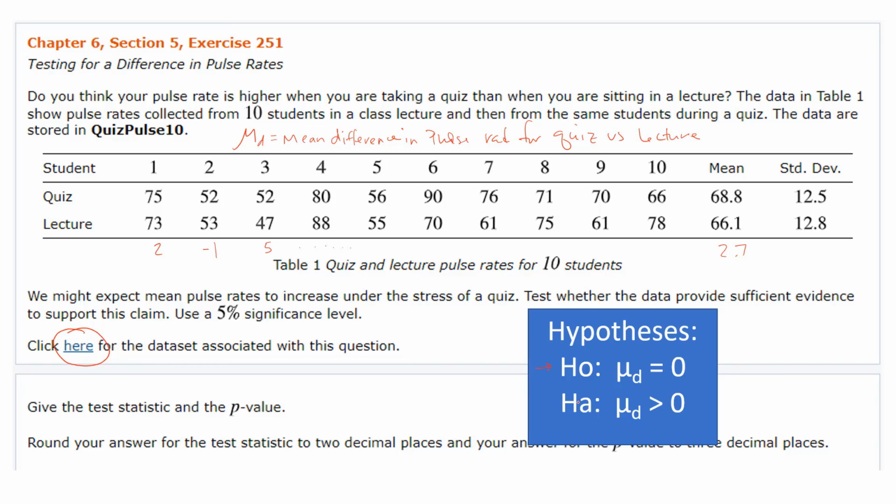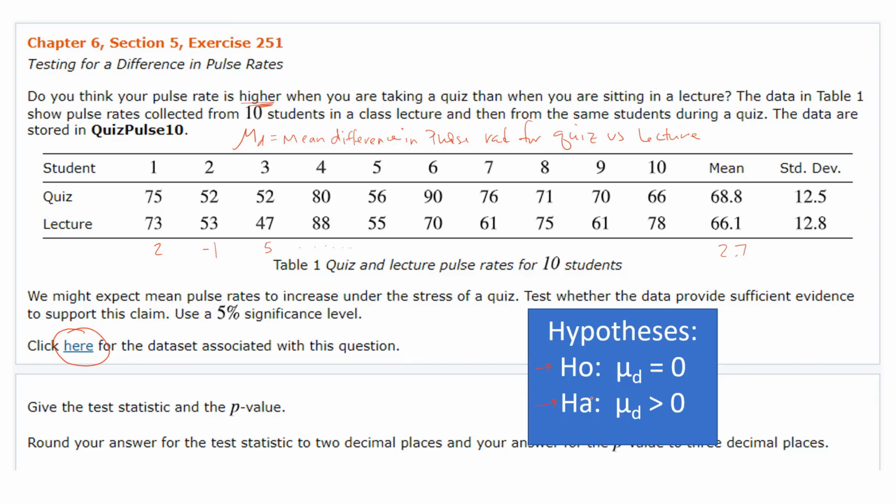And for my alternative, we wanted to know if the pulse rate was higher when we were taking the quiz. And since we did quiz minus lecture, if we got a positive number for that difference, then that would mean that the quiz was higher. So my alternative is that the mean difference is greater than 0, which would indicate that my pulse rate was higher during the quiz. So that's going to be my alternative hypothesis.